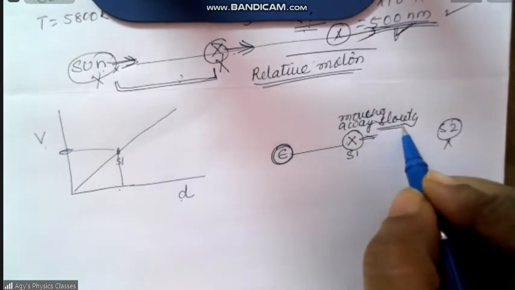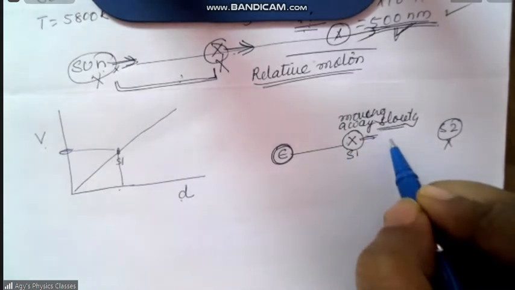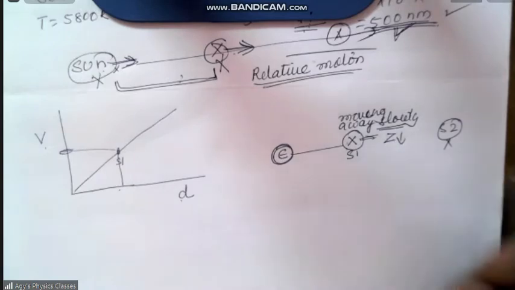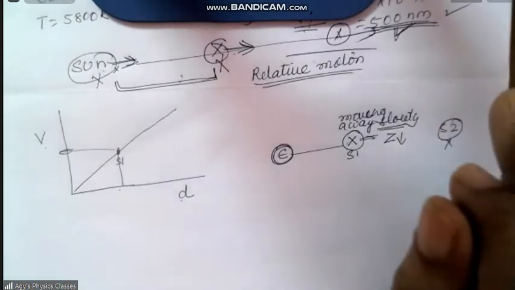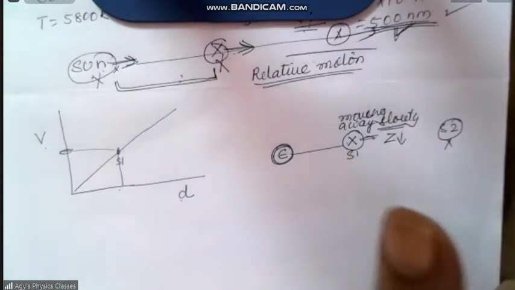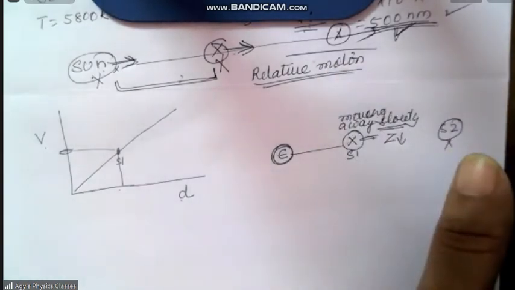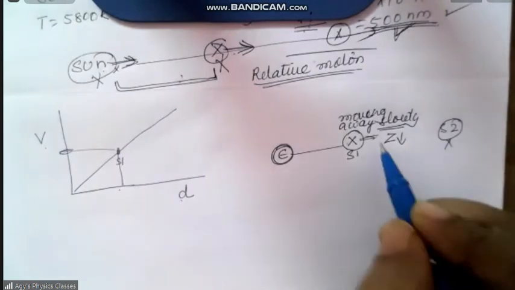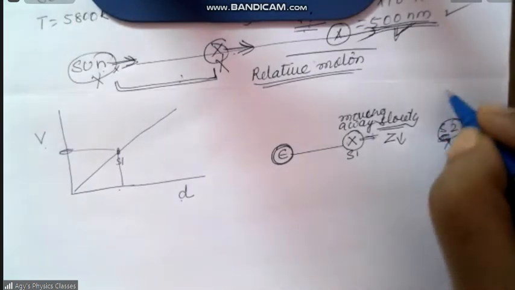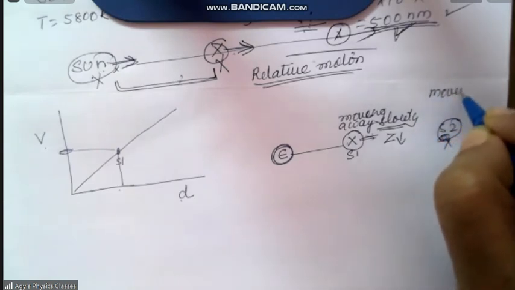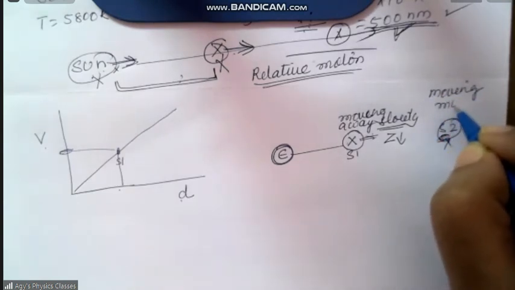How can you say that it is moving slowly? Its redshift is less. If the redshift is less, that means it is moving slowly. If the redshift is more, that means it is moving faster. Now, compared to this, what can you say about this one? This is also moving away, but much faster.